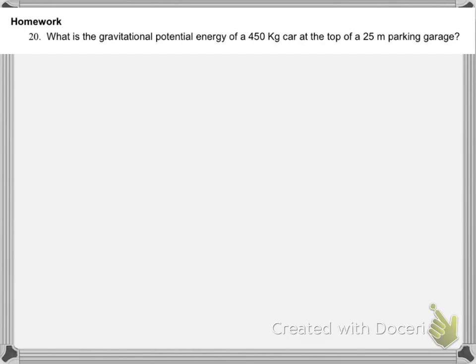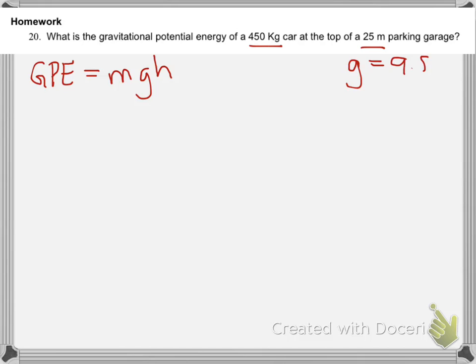Number 20. What is the gravitational potential energy of a 450 kilogram car at the top of a 25-meter parking garage? We need to remember that our gravitational potential energy equation is equal to the mass times gravity times the height. In the equation, they give us our mass and they give us our height, and we know that our g is always 9.8 meters per second squared on Earth.